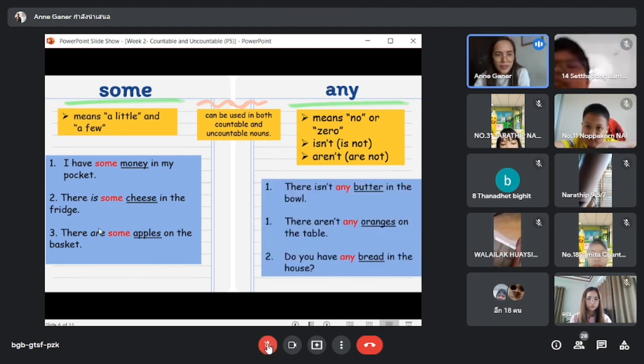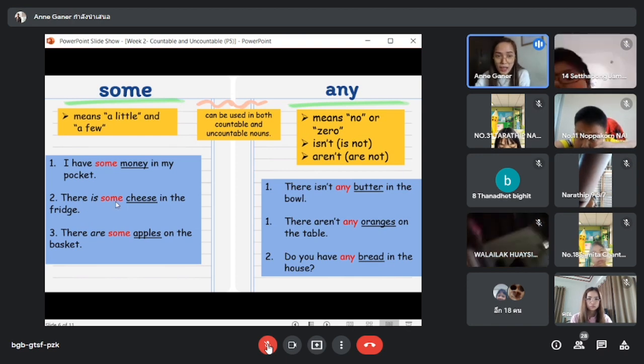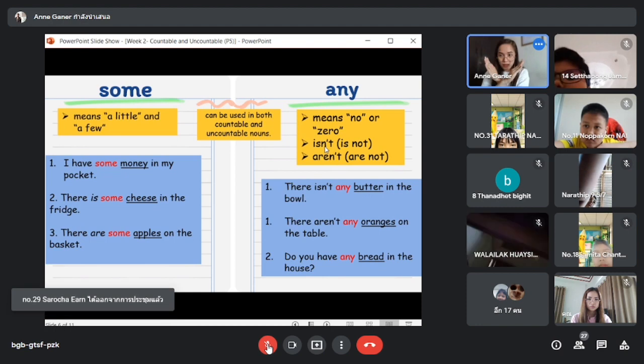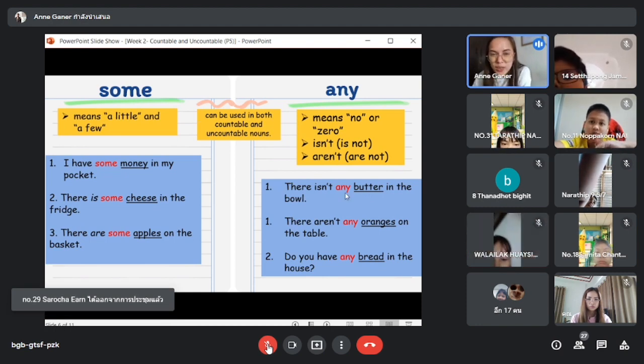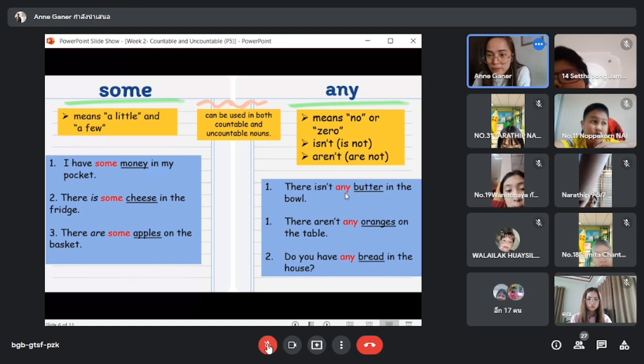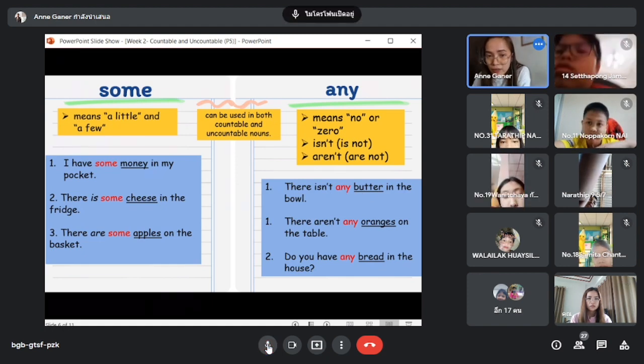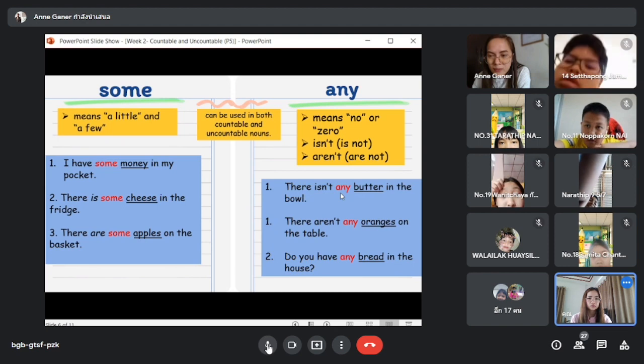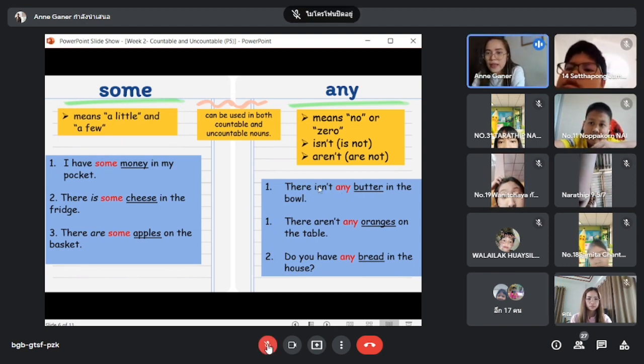This one. There is some. Now this one, there isn't, there is not. Now what are you going to use? Some or any? Any. Right? Okay, so can I have Walayla?